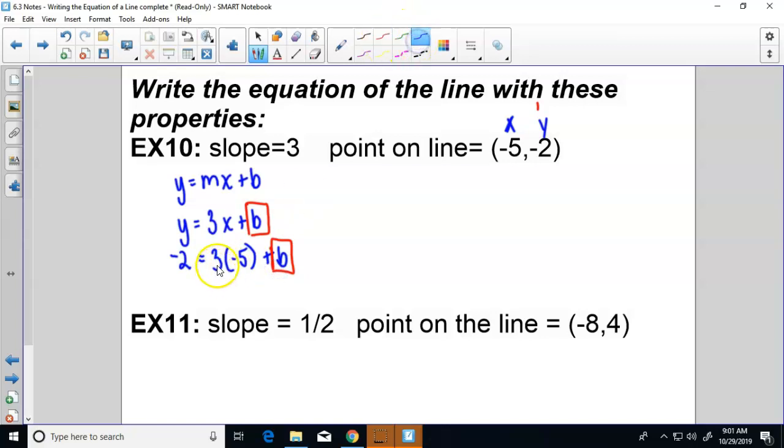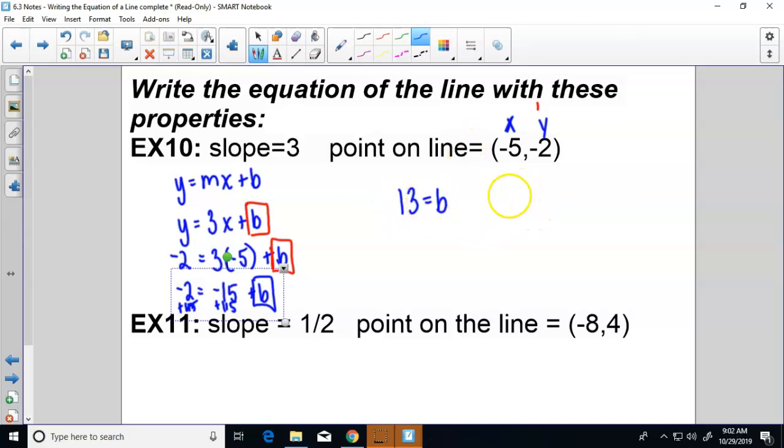So the first thing I would need to do is multiply 3 and negative 5. So I'll have negative 2 equals negative 15 plus b. And then I'm trying to get that b by itself. So I'm going to add that 15 to both sides. So I'll get 13 equals b. So the y-intercept of this line would be 13.